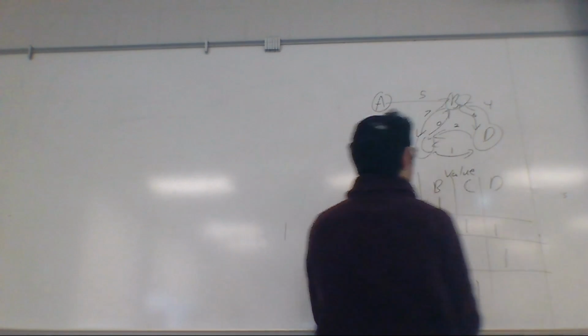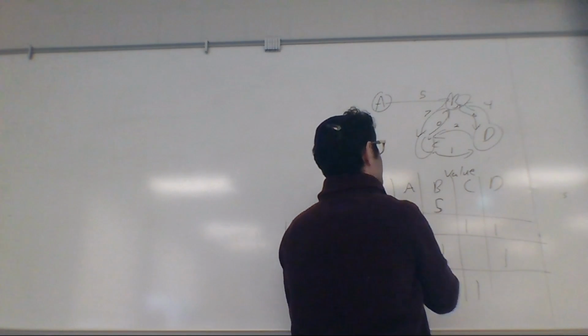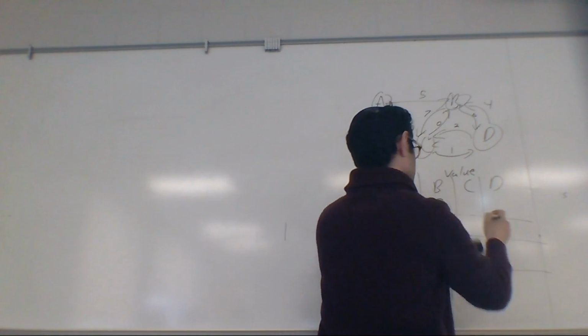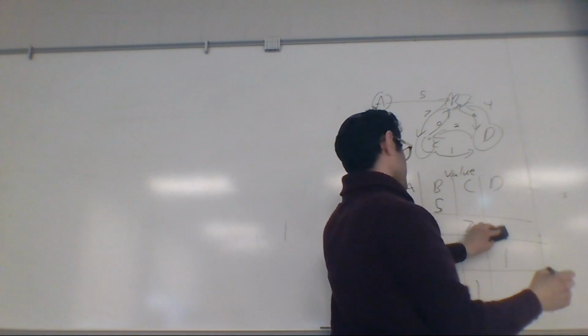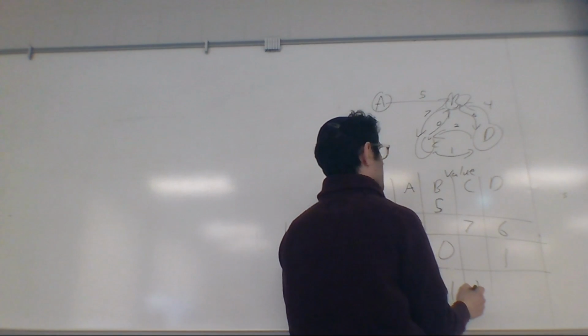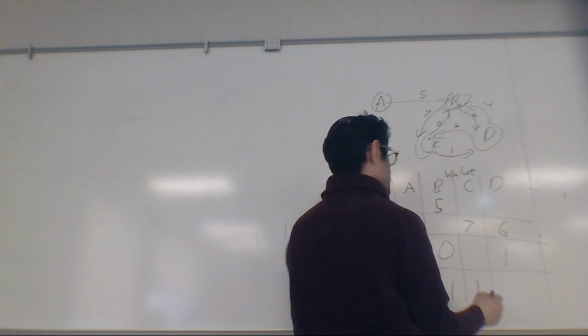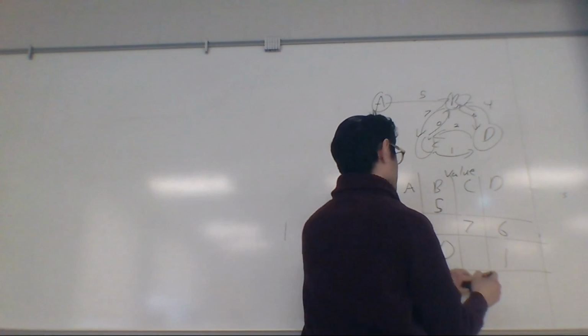So instead, we would put the values in. So you can get from A to B with a cost of 5, from B to C with a cost of 7, and from B to D with a cost of 6, from C to B with a cost of 0, C to D with a cost of 1, and D to C with a cost of 2, and D to B with a cost of 4.